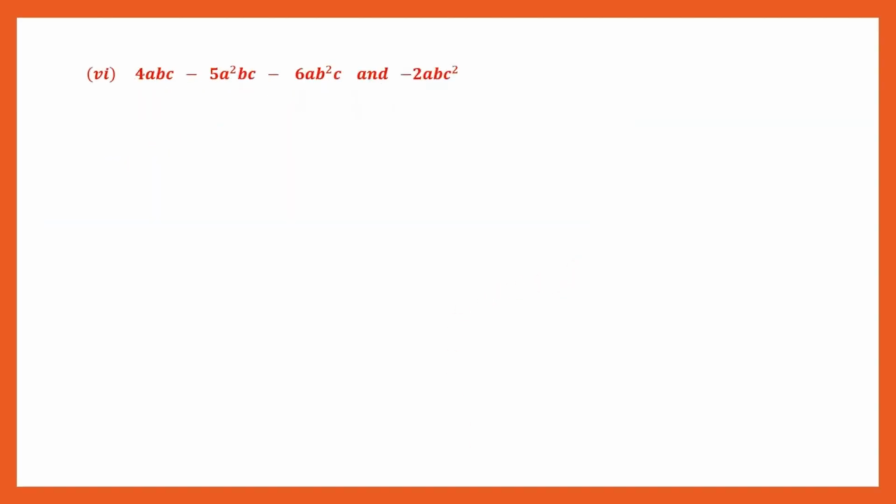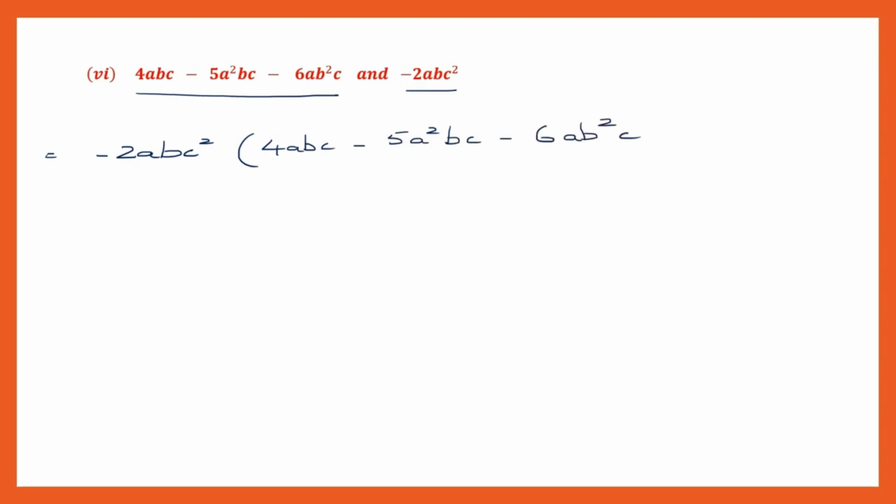Here, let's go on to the next one. This is our polynomial and here we have the monomial. So let's do that. Minus 2abc square into 4abc minus 5a square bc minus 6ab square c. So now first let's begin with the first term. Here the monomial and the first term. So that is minus 2abc square into 4abc. So here signs are different, isn't it? Here it is minus and there it's plus. So minus into plus is minus.